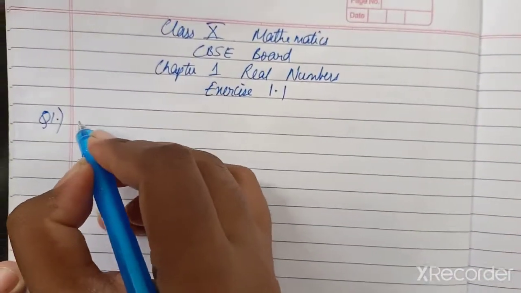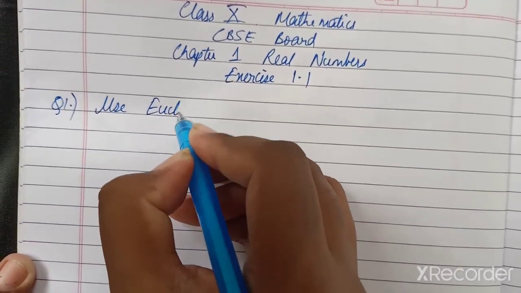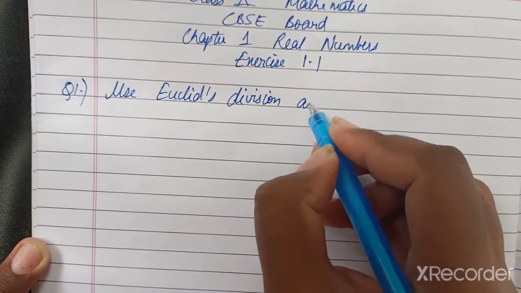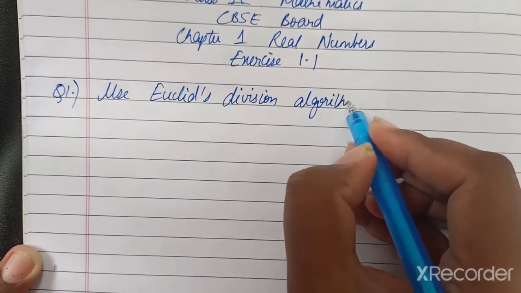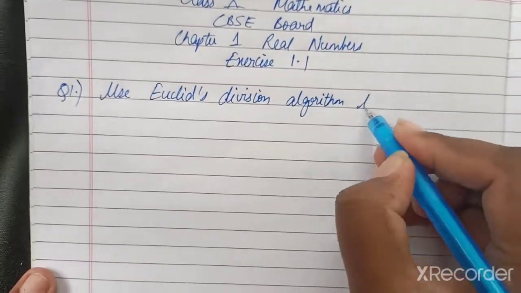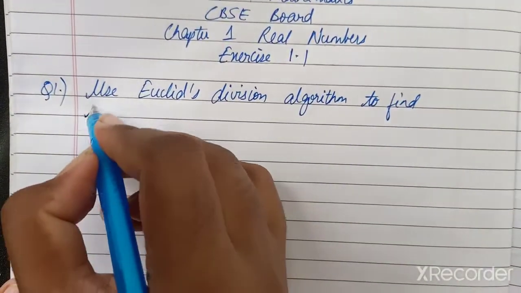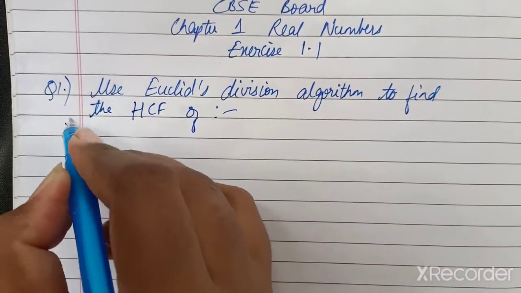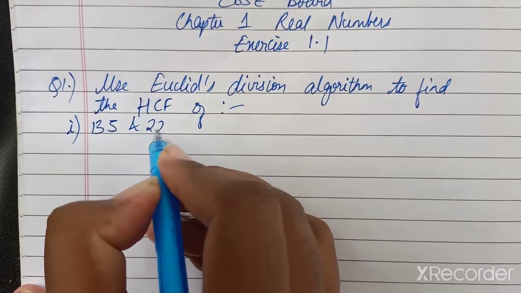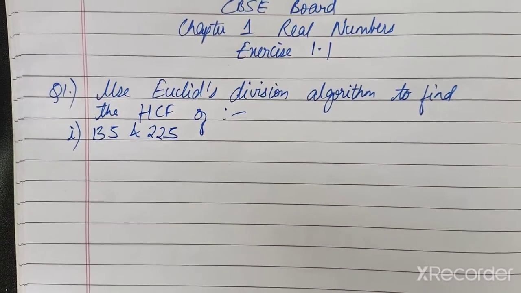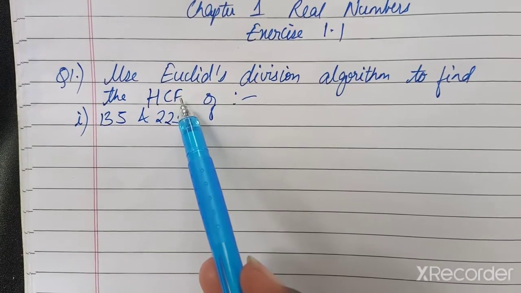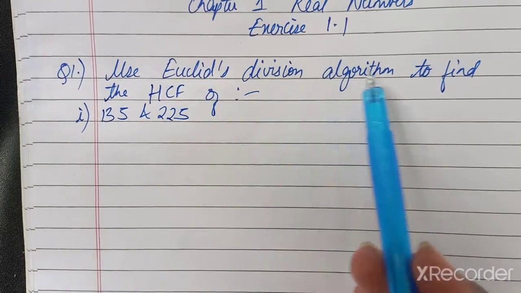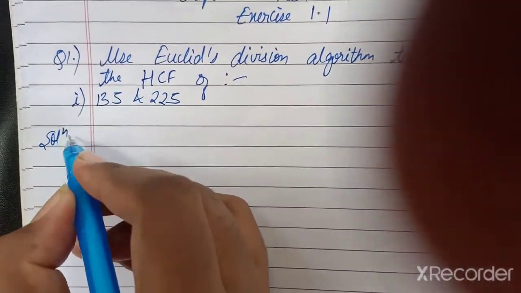Question 1. Use Euclid's division algorithm to find the HCF of 135 and 225. So in this question we have to find the HCF, that is, the highest common factor of 135 and 225, by using Euclid's division algorithm. Solution.